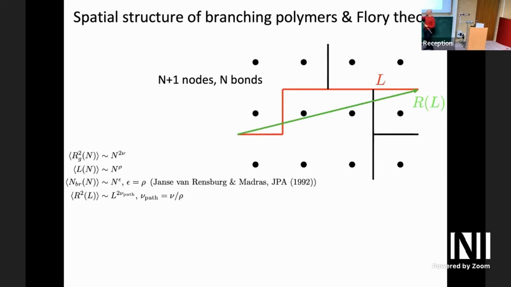There is another exponent, called epsilon. The exponent epsilon describes how the typical branch size of your branched polymer grows with the number of monomers. To compute it, you randomly cut one bond and measure the size of the two branches, take the average, and get the exponent. It was demonstrated almost three years ago by Prof. Janse van Rensburg and Madras that these two exponents, epsilon and rho, should be equal, although they are very different in nature.